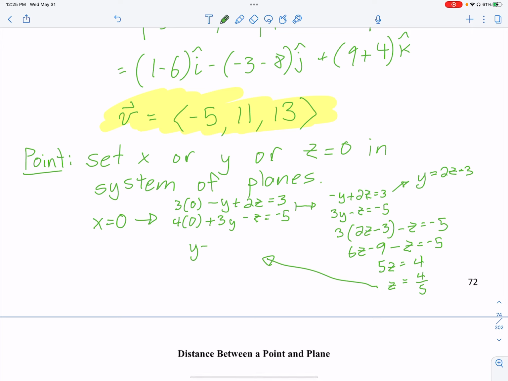So y equals, sorry, it's going to be kind of weird working to the left. 2 times 4/5 minus 3. I'm just going to use a calculator. I'm feeling lazy. I got negative 7 over 5. And x was 0. So we actually have the point 0, negative 7/5, 4/5. So this was our point.